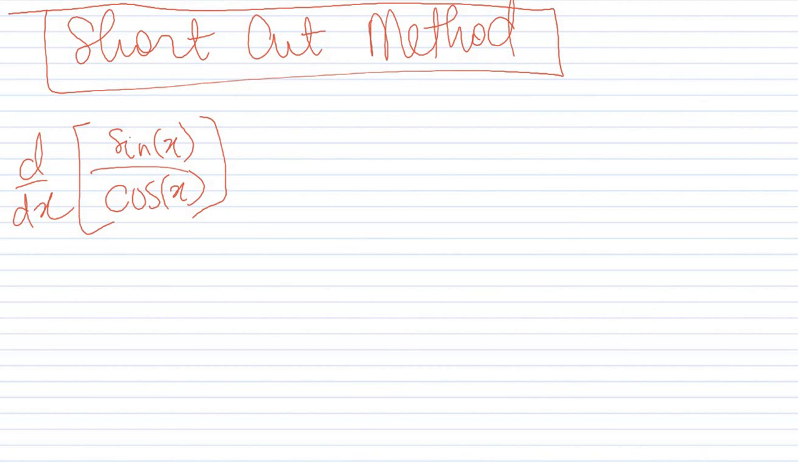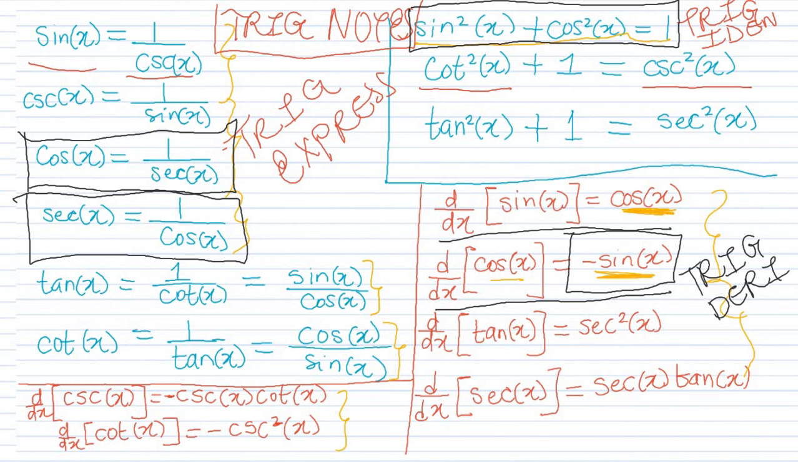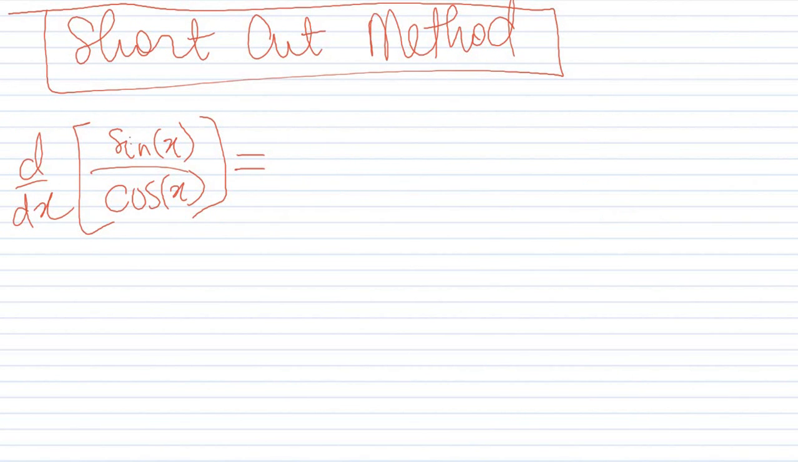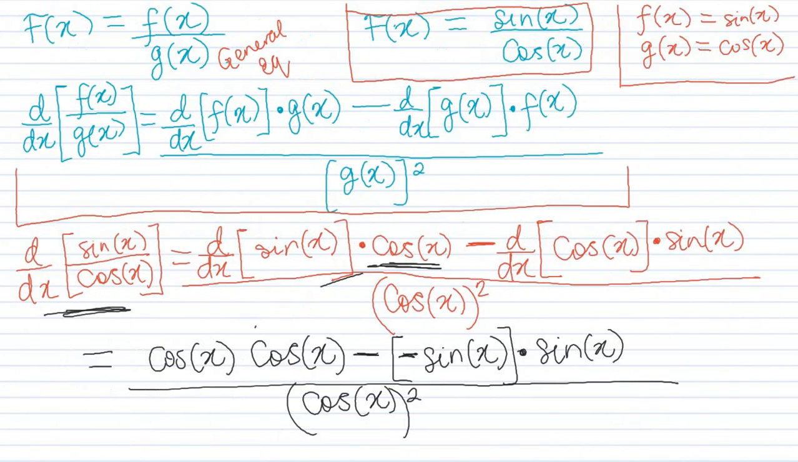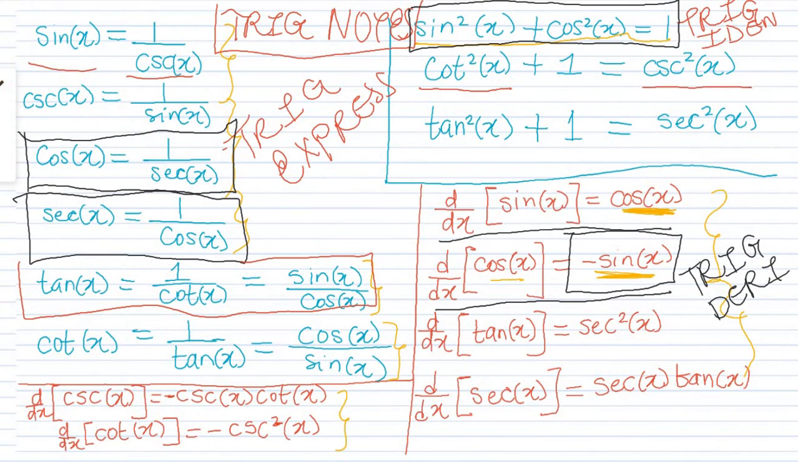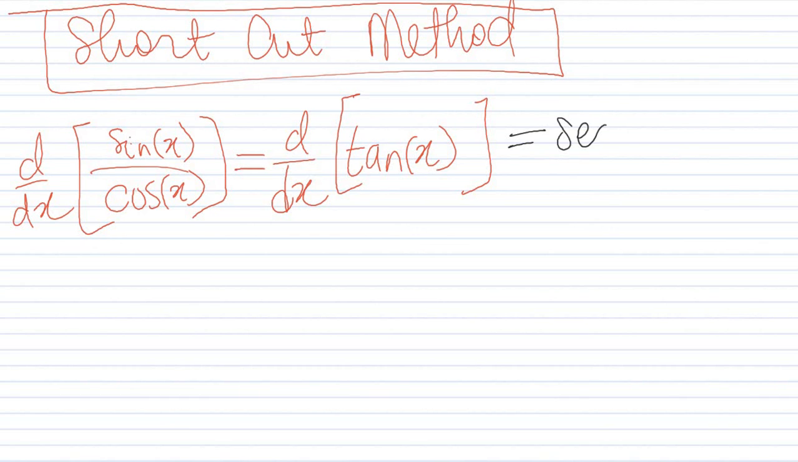If you're in an exam and this is a multiple choice question, rather than doing the entire quotient rule, looking at the shortcut method, sine x over cosine x, and looking at the trig expression part, the trig notes show that tan x is the same thing as 1 over cotangent x, the same thing as sine x over cosine x. So we can say sine x over cosine x is the same thing as tan x. So we can go on to do the derivative of tan x. And what is the derivative of tan x? Let's go back to our trig notes. We see that the derivative of tan x is secant squared x. So therefore, our answer here is secant squared x.